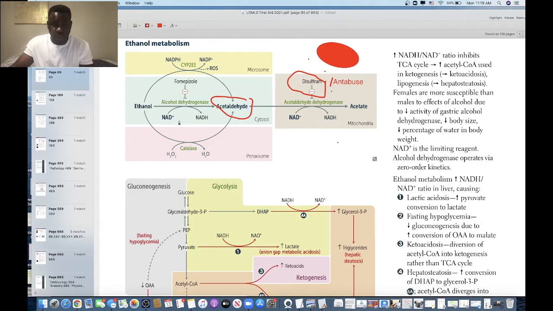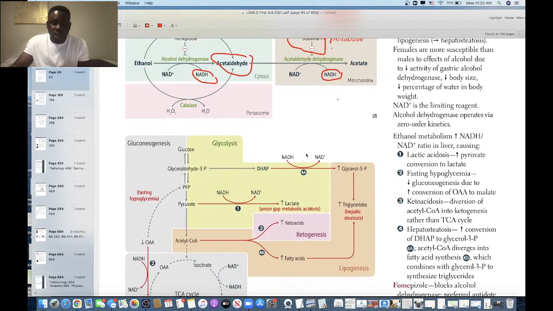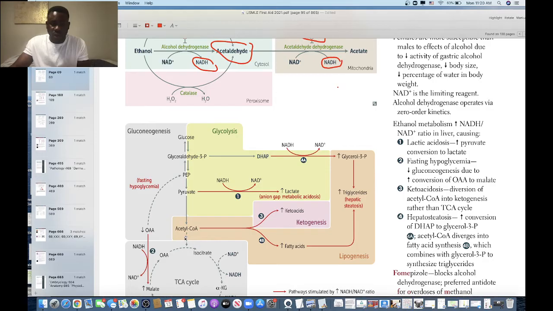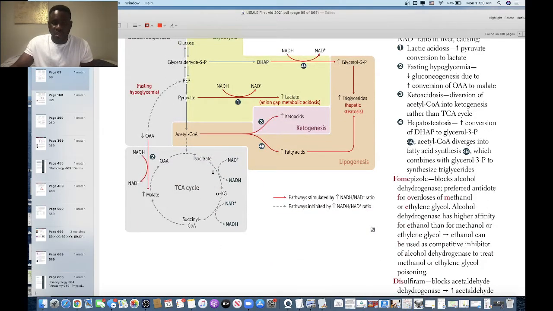Yeah, so we can see that in this pathway, we are making a lot of NADH. That's what we have to appreciate. Therefore, anytime someone drinks alcohol, we'll make a lot of NADH. Let's see why this NADH is not a very good thing. You remember that in glycolysis, we make a lot of NADH on the way. In the TCA cycle as well, we make a lot of NADH.